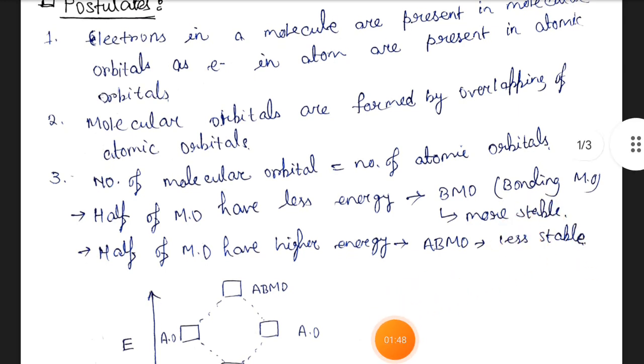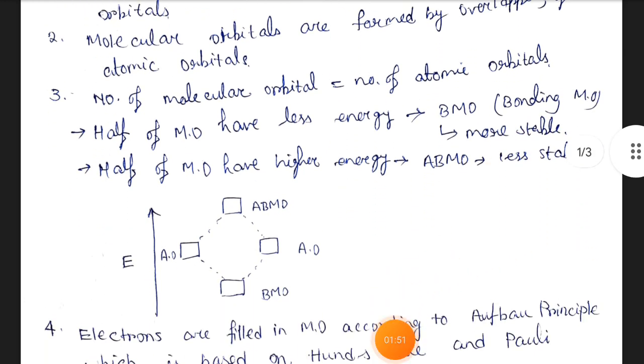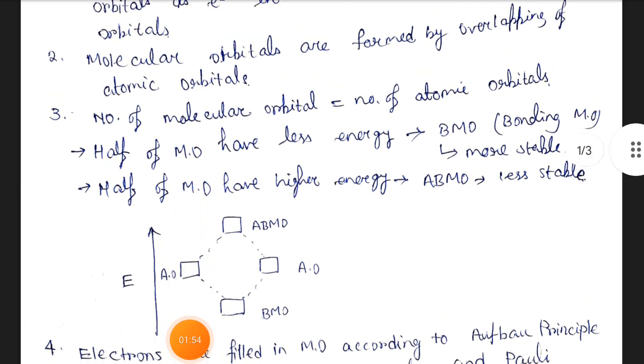Basically, in this diagram you can easily understand that two atomic orbitals are there, so the number of atomic orbitals, 2, is equal to the number of MOs. Two atomic orbitals overlap each other and two MOs are formed. The number of electrons in the atomic orbitals is the same as in the bonding and antibonding molecular orbitals. Half of the MOs, the bonding molecular orbitals, are lower in energy, and half of the molecular orbitals are higher in energy, that is less stable.